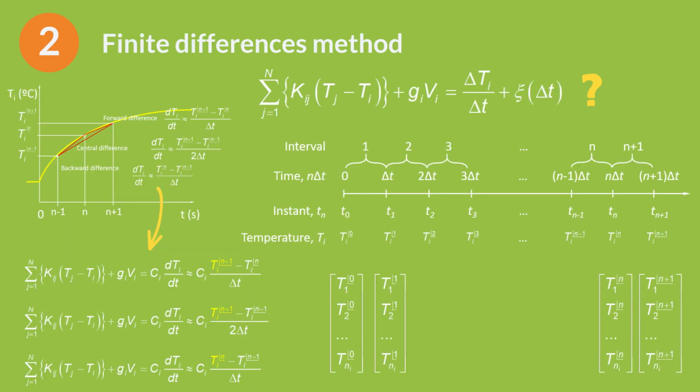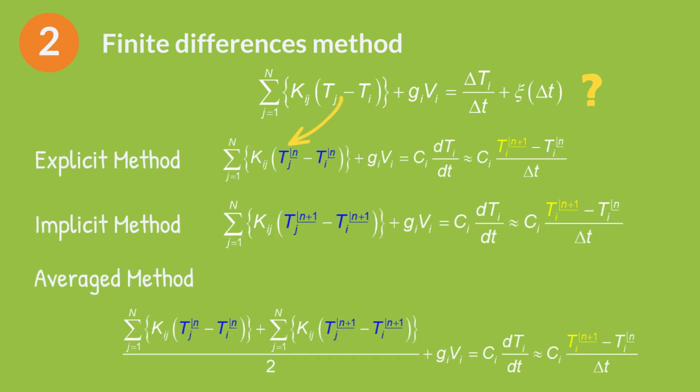The finite differences method allows us to find the evolution of temperatures over time in a transient regime. Because the derivative can be approximated by a difference in several different ways, there are several methods for solving the transient regime. The key question when solving the transient regime is, in fact, not how the derivative is substituted by a difference, but what temperatures should we use to calculate heat inputs and outputs.